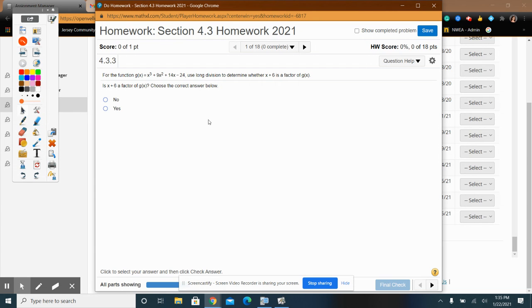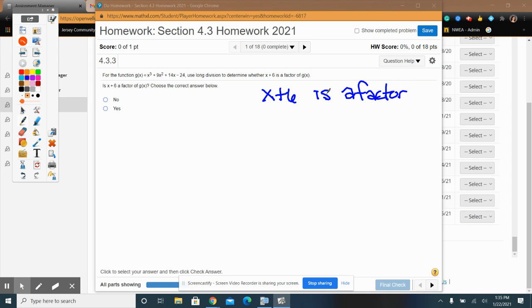Okay, question one. For this function, it says to use long division, but we're not going to do that. To determine if x plus 6 is a factor, we need to see if the remainder is 0. So you have two choices. You can plug in -6, but since it says to use long division, I'm just going to use synthetic division.